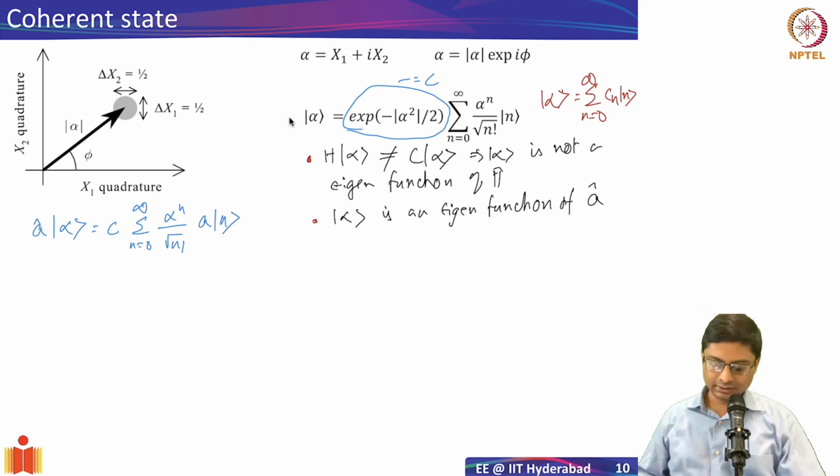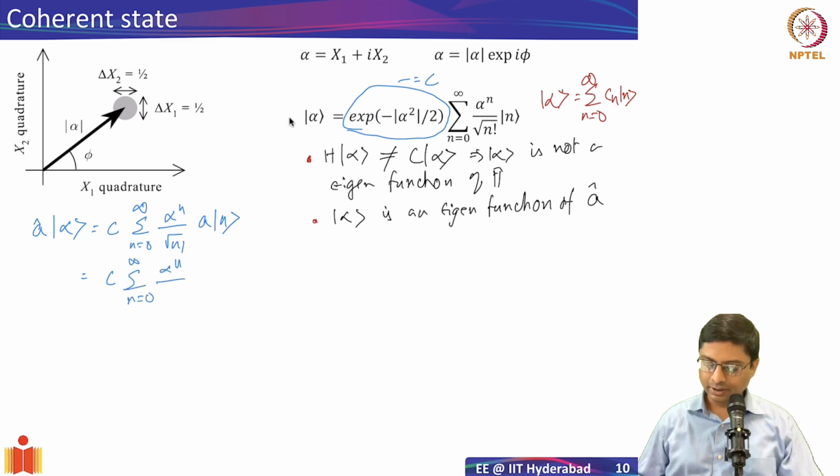So if I do that, we'll see that this is going to be C, summation n equal to 0 to infinity, alpha to the n divided by root of n factorial. A acting on n will give me root n times n minus 1. Well, okay, I should actually make my summation go from 1 to infinity, because I can't talk of minus 1 as my state. So n is going from 1 to infinity.